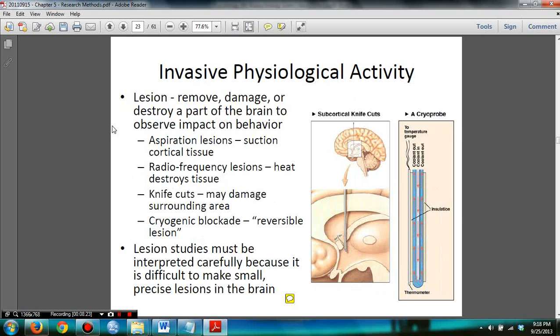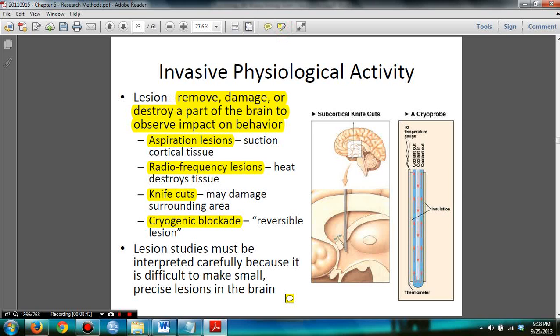So now we're talking about lesions. A lesion is to remove, damage, or destroy part of the brain to observe the impact on behavior. And then you need to know these different kinds of lesions.